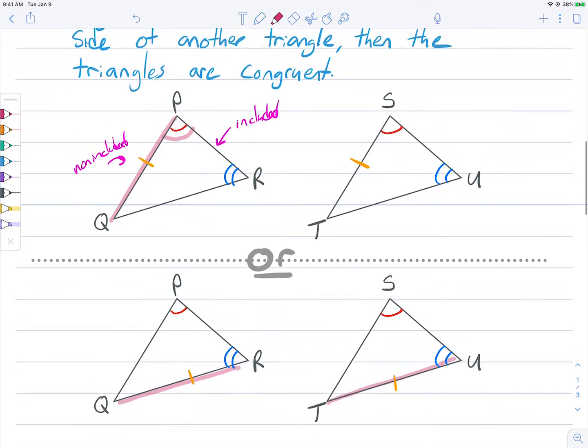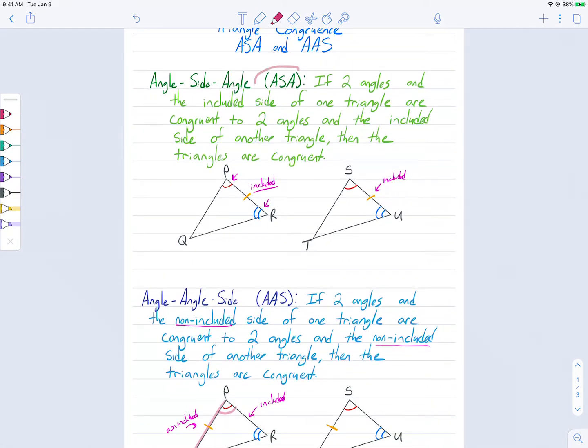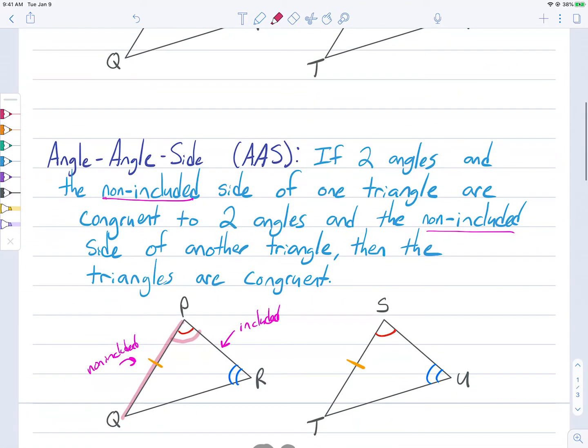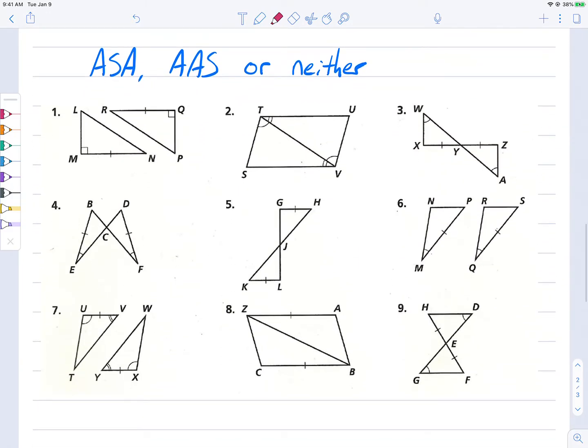So the order matters on the angle side angle, so be very careful. If you're going to say angle side angle, then the side you have is included. The side's in between the two angles. And if you look how it's written, the S for side is literally in between the two angle A's. So that's almost giving you a picture of what it should be. Whereas on angle angle side, it's not between the two angles, it's to one side of it. So that's the non-included. So let's see if we can figure out if a couple of these are congruent by angle side angle or angle angle side.